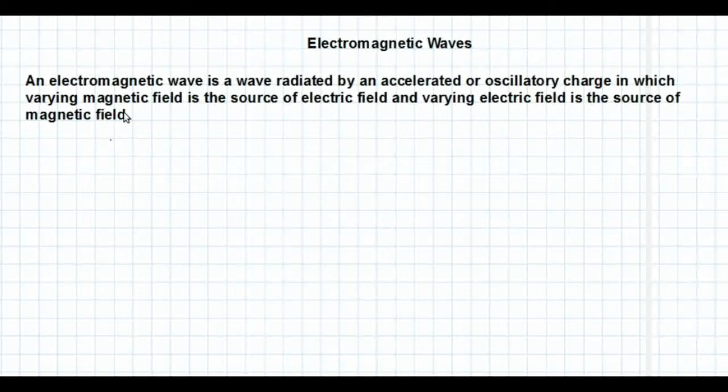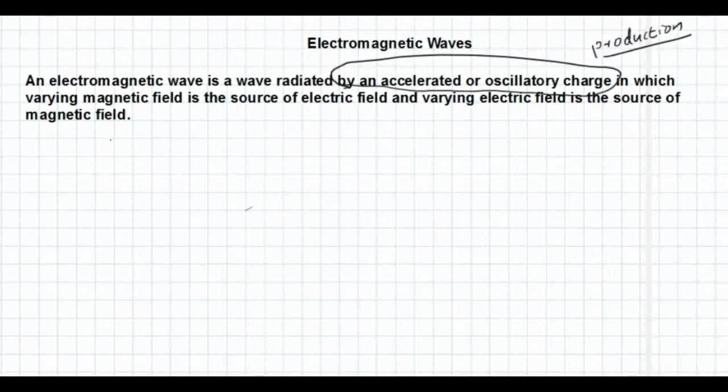in which a varying magnetic field is a source of electric field and also a varying electric field is the source of magnetic field. That means a magnetic field is the source of electric field and also an electric field is the source of magnetic field. So such a condition will produce electromagnetic waves. So the production of this electromagnetic wave is by an accelerated or oscillatory charge.